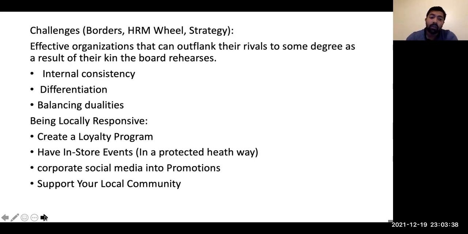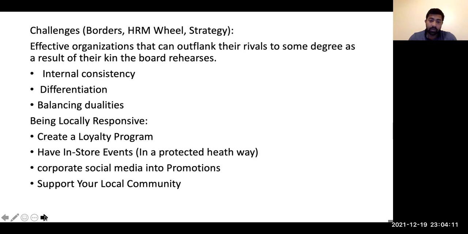So a Create Loyalty program will help the company to be locally responsive, along with in-store events. When you have an in-store event, lots of people will be coming in. They'll get to know the type of the company and the products of the company, but also other stuff like the environment and the way the company deals with customers.